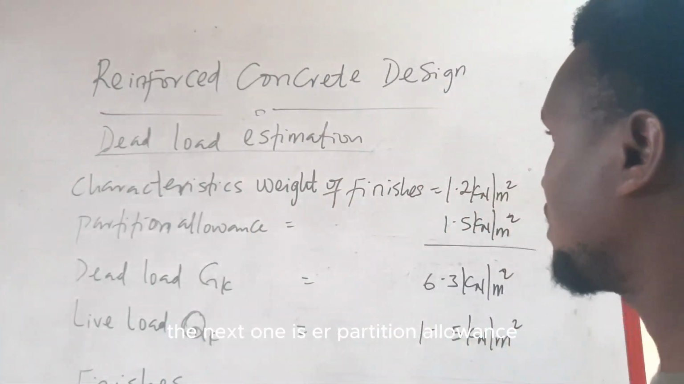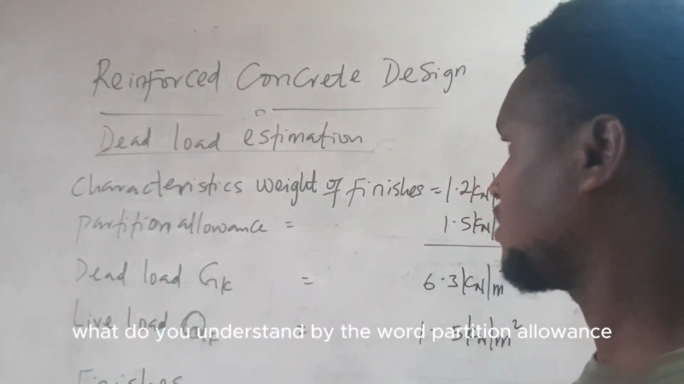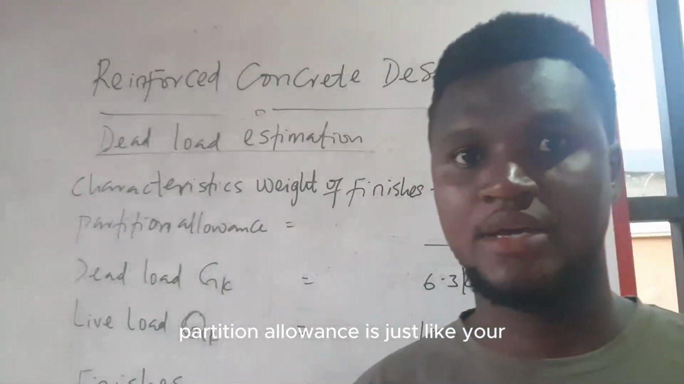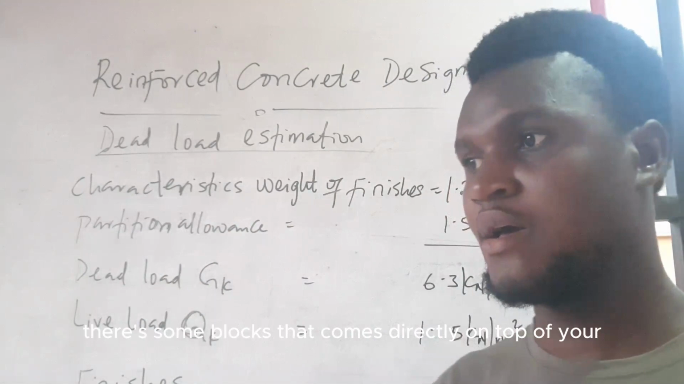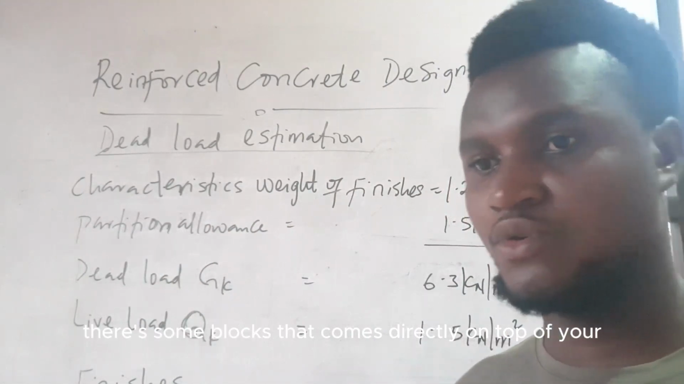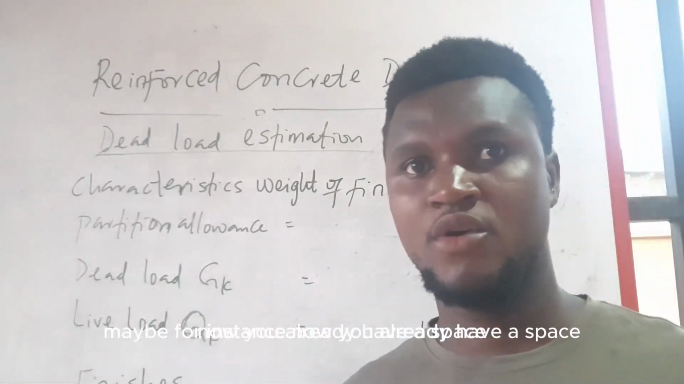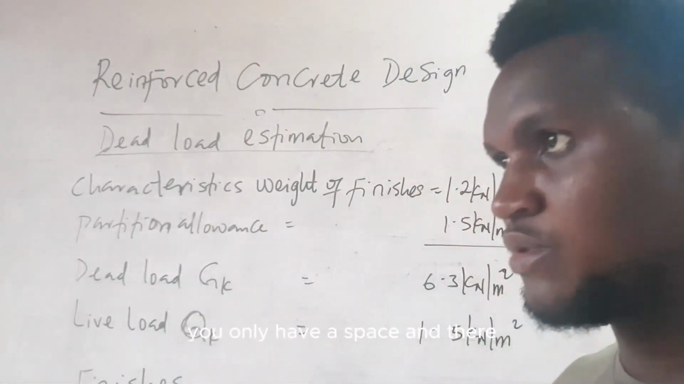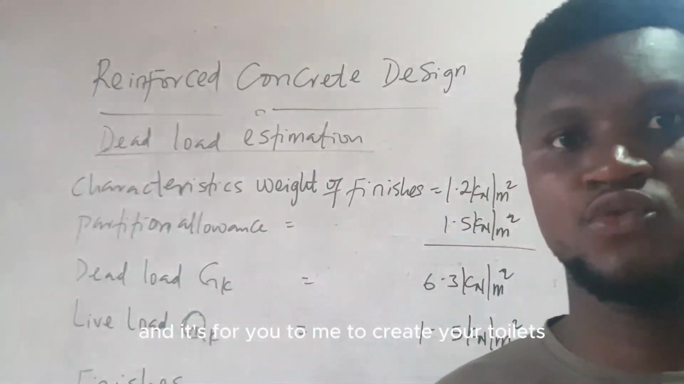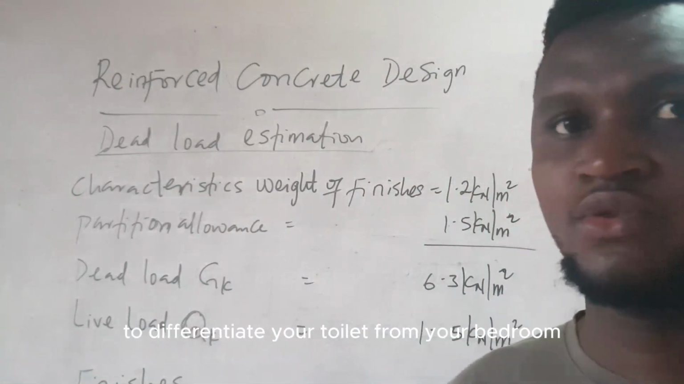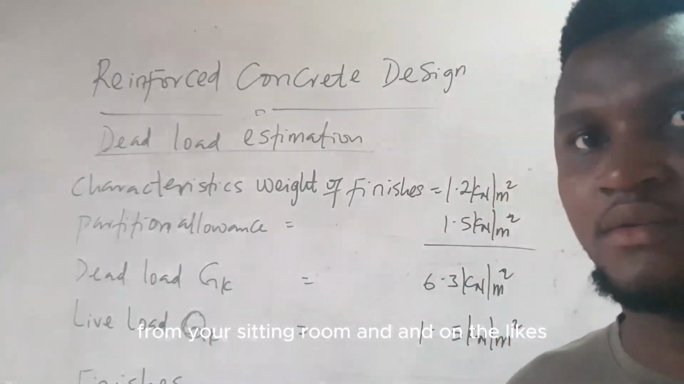Then the next one is partition allowance. What do you understand by the word partition allowance? Partition allowance is just like, how will I put it? There are some blocks that come directly on top of your slab. Maybe for instance, you already have a space and there's need for demarcation. There's need for partition, for you to maybe create your toilet, to differentiate your toilet from your bedroom, from your sitting room and the likes.